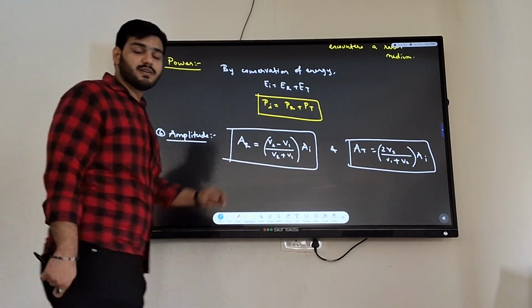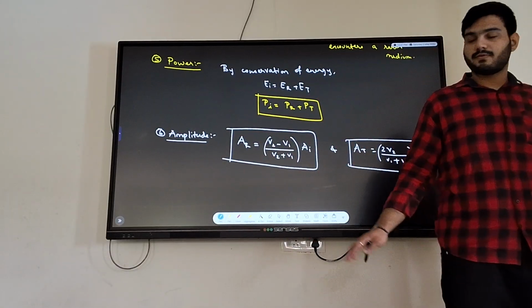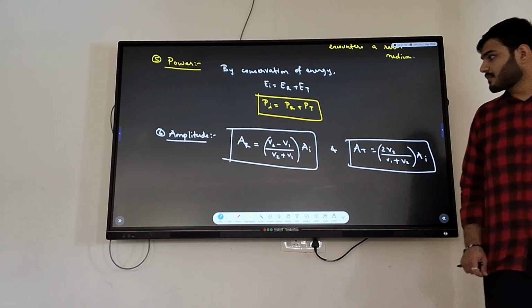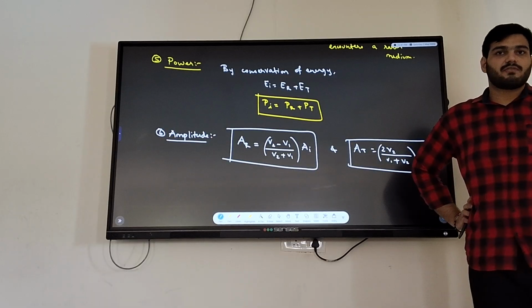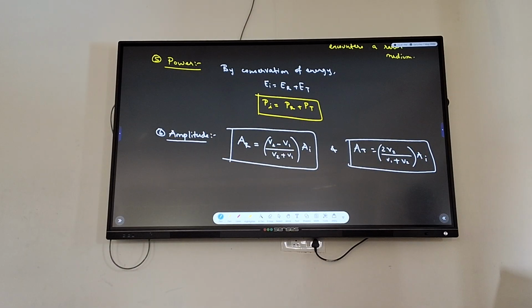And now tell me, what will happen if V1 equal to V2? Zero amplitude. Ar will be 0. What about At? That will be equal to Ai. And what is that case when V1 equal to V2? Same medium. So if you have the same medium, then there is no reflection obviously. It just passes with the same amplitude as before.